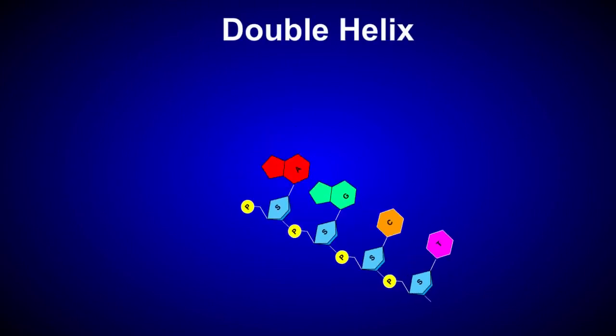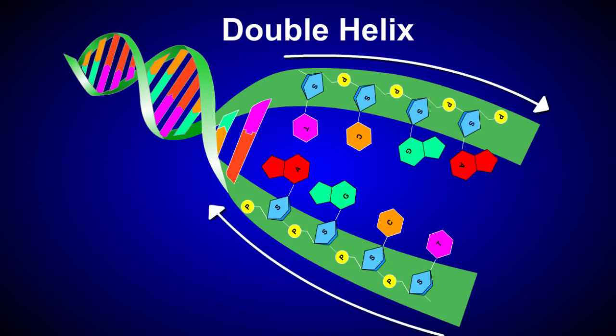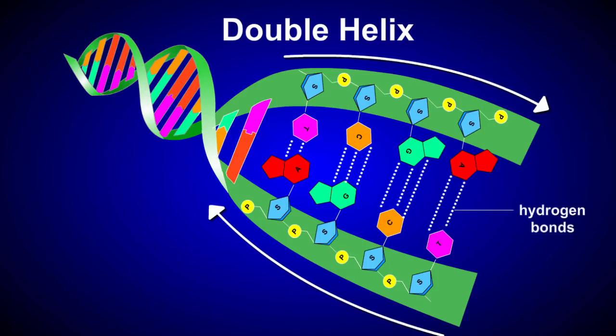DNA is composed of 2 strands arranged as a right-handed helix. The strands are also antiparallel, meaning that they are oriented in opposite directions. The 2 strands are held together by hydrogen bonds.